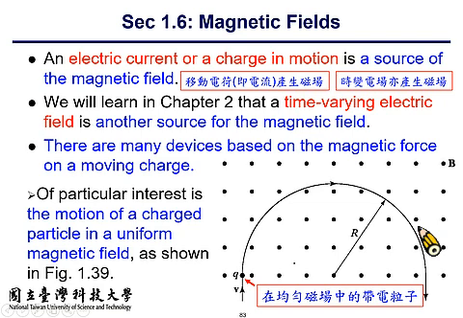So it will change the velocity of the moving charge, but it will only change the direction of the velocity, and will not change the magnitude of the velocity of this moving charge. So this is a very important difference.